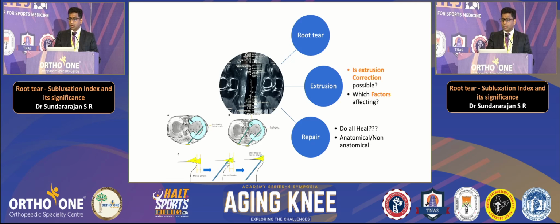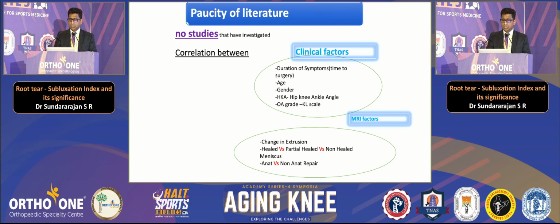So in this study, we want to know what factors give a good prediction or prognosis for correcting the subluxation, and also whether all the meniscus roots are healed or not, and whether it's in an anatomical or a non-anatomical position. None of the studies have correlated these findings with age, the angle of the hip axis of the joint, and the grade of osteoarthritis. Do they change the root healing as well as the meniscal subluxation?